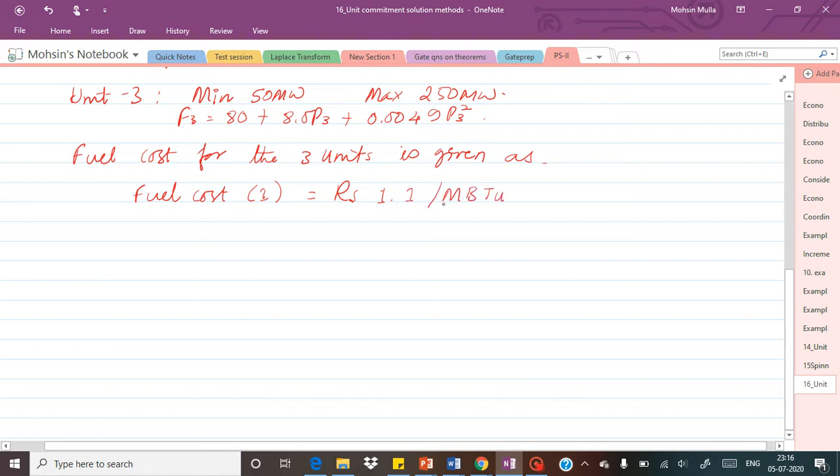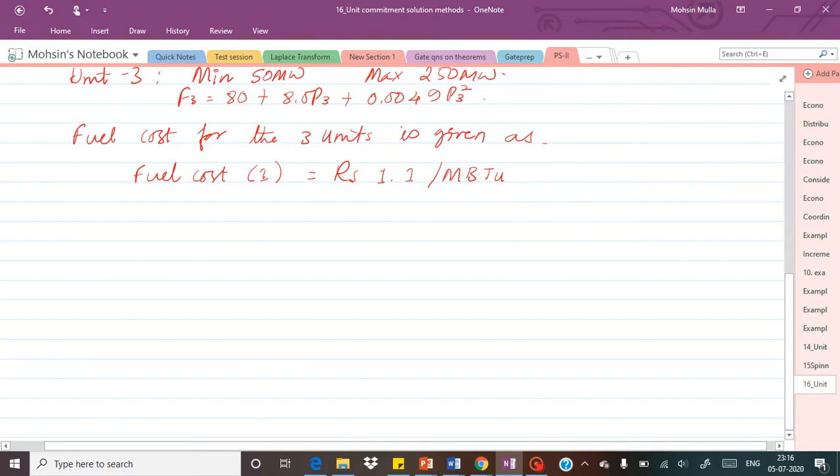Okay, so million, you can say million British thermal unit. BTU is British thermal unit. This is used to obtain the heat out of that particular fuel used for burning, or you can say for heating the water in the boiler. Whatever heat is produced, that cost is 1.1 for every million British thermal unit.